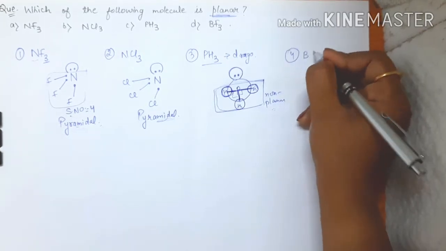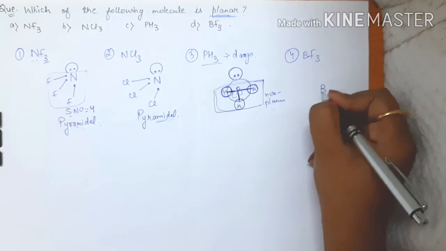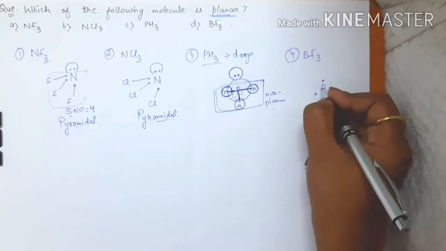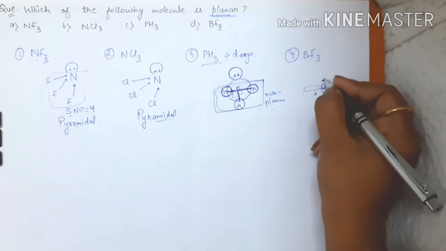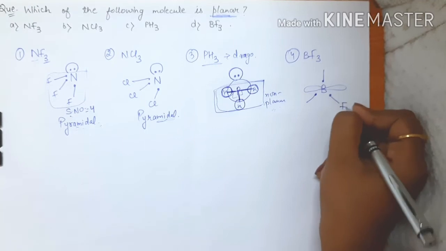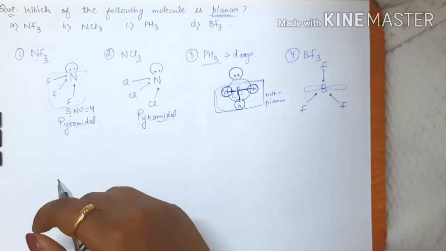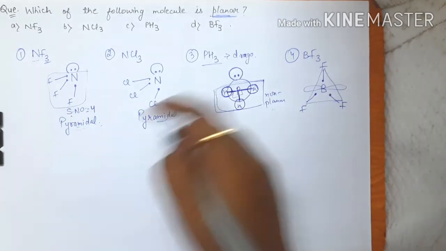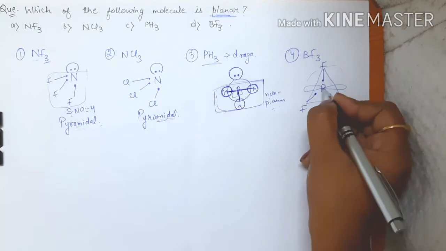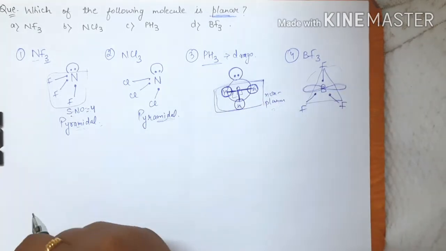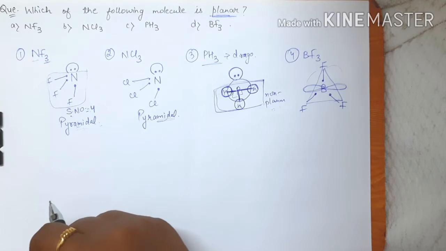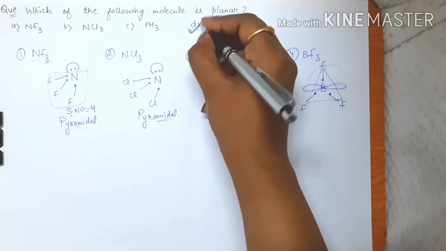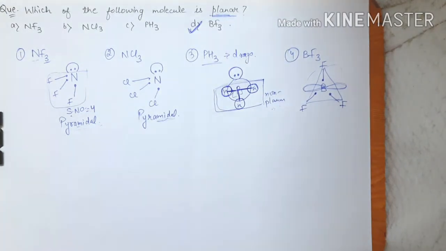Now fourth is BF3. Here boron will be the central atom. Boron is having 3 electrons in the valence shell and an empty 2p orbital. So these 3 electrons will be attached like this with 3 fluorines. So it will be having a trigonal planar shape. So this molecule is planar. No doubt there is an empty 2p orbital, but this is not taking part in the hybridization, and the overall structure is planar. So the correct option is option D. BF3 is a planar molecule.